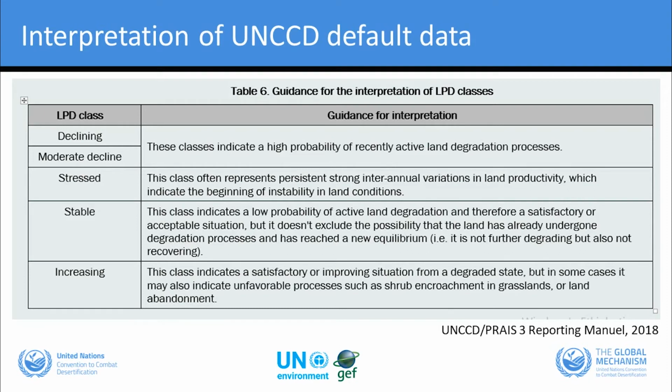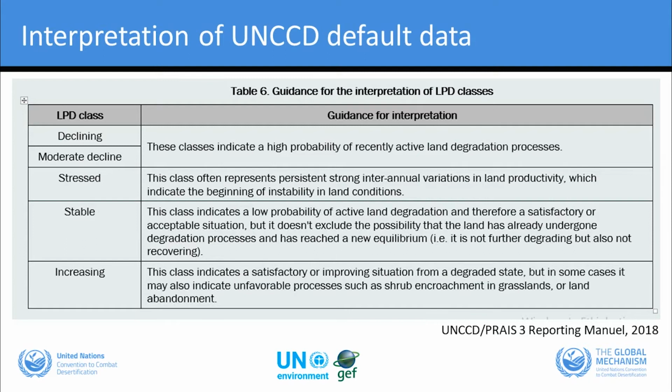When you see the land productivity dynamic classes as stressed, it often represents persistent strong interannual variation in land productivity, which indicates the beginning of instability in land conditions. When you see stable, it indicates a low probability of active land degradation and therefore a satisfactory or acceptable situation.